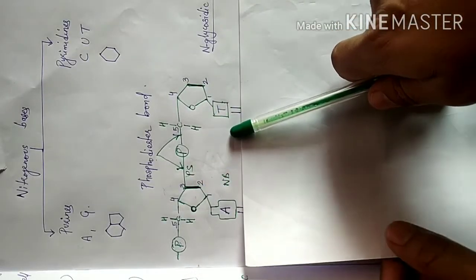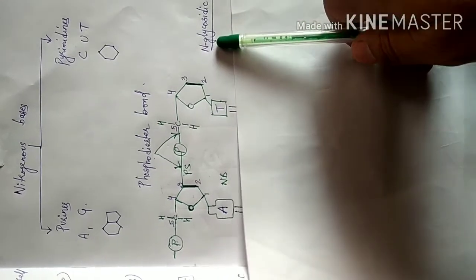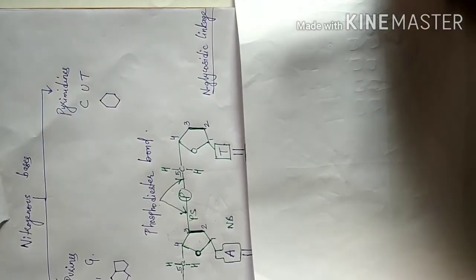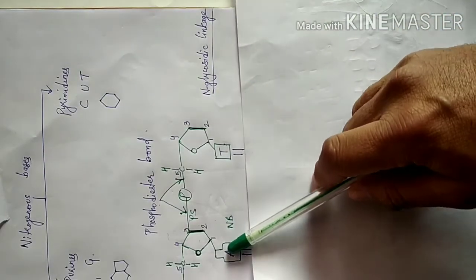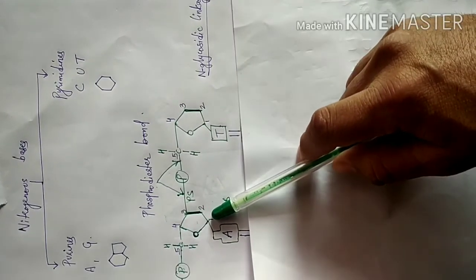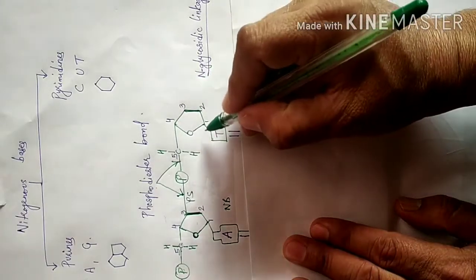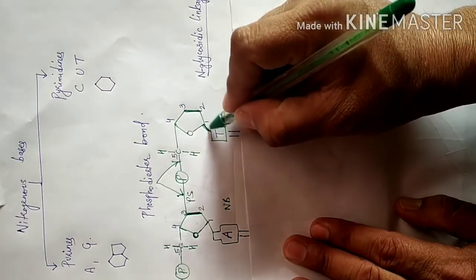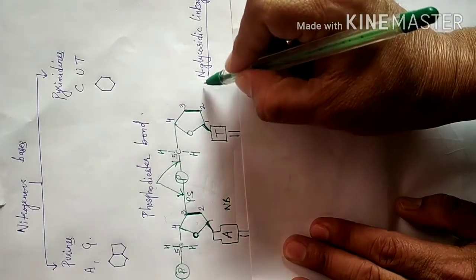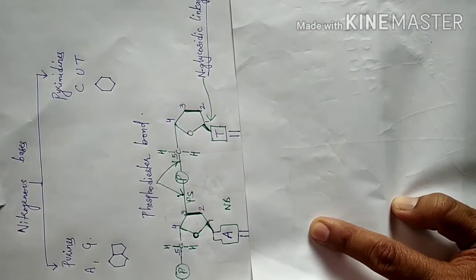And the other bond that we need to discuss here is known as the N-glycosidic linkage. The N-glycosidic linkage is a bond between a nitrogenous base and the sugar molecule, the first carbon of the sugar molecule. So this bond here is known as the N-glycosidic linkage. So these are the two bonds that we need to study here.